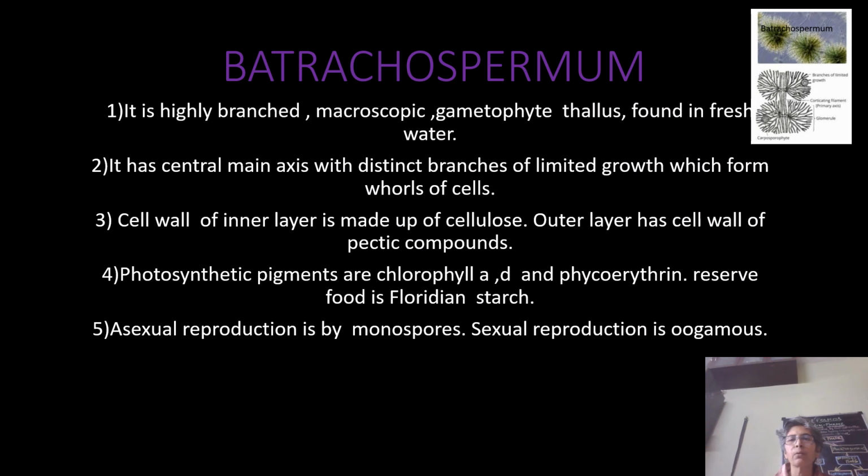Photosynthetic pigments chlorophyll a, d are present for photosynthesis, and accessory pigments are present. They are phycoerythrin. Reserve food is Floridean starch. Asexual reproduction is by monospore formation and sexual reproduction is oogamous. These are the features of Batrachospermum.